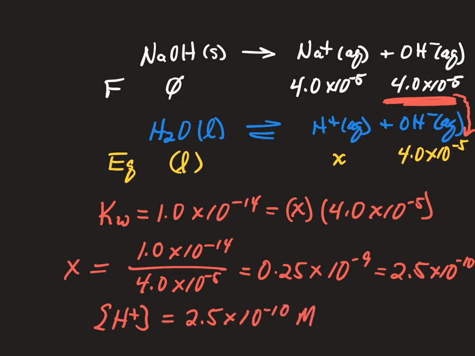So if you know the hydrogen ion concentration of a solution, you can always find the hydroxide ion concentration. If you know the hydroxide ion concentration, you can always find the hydrogen ion concentration using the Kw. Those are always linked.